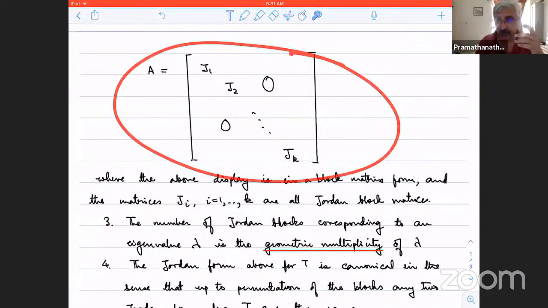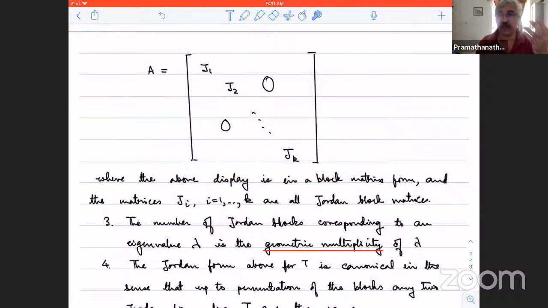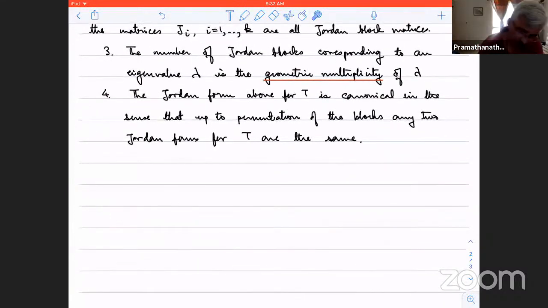Be that as it may, two different ones will give you more or less the same Jordan canonical form. Up to what? Maybe you will permute these things. Maybe this becomes a second block, this becomes a fifth block, and that becomes the first block. Up to permutations of the blocks, any two look the same. So that's really canonical. It is a signature of your linear transformation, your Jordan canonical form. And the proof is not very hard actually.